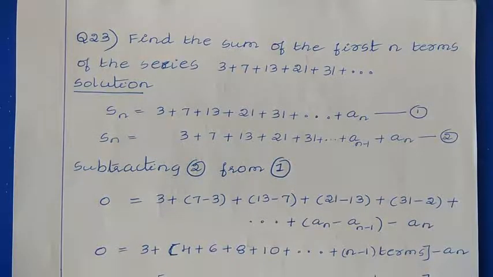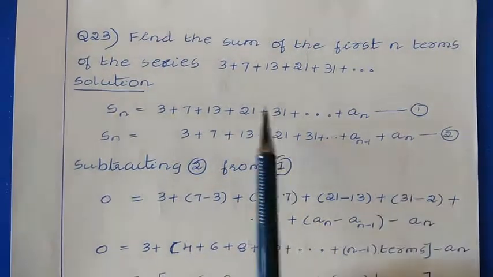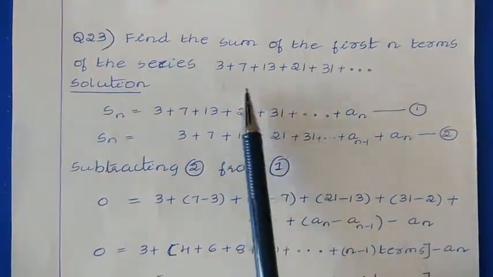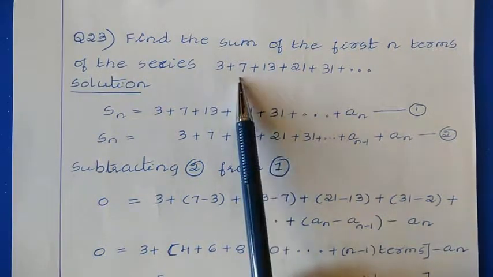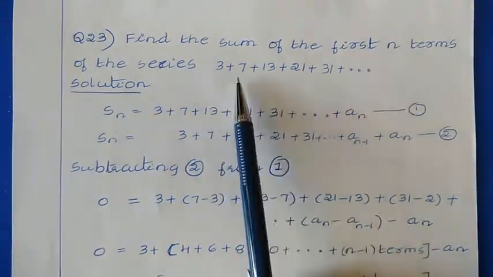Question number 23. Find the sum of the first n terms of the series 3 plus 7 plus 13 plus 21 plus 31 plus so on up to n terms. So here we need to find out the sum of the first n terms of this series. See, in this series, if you find the difference here, 7 minus 3 or 13 minus 7, you are not going to get the same value here.